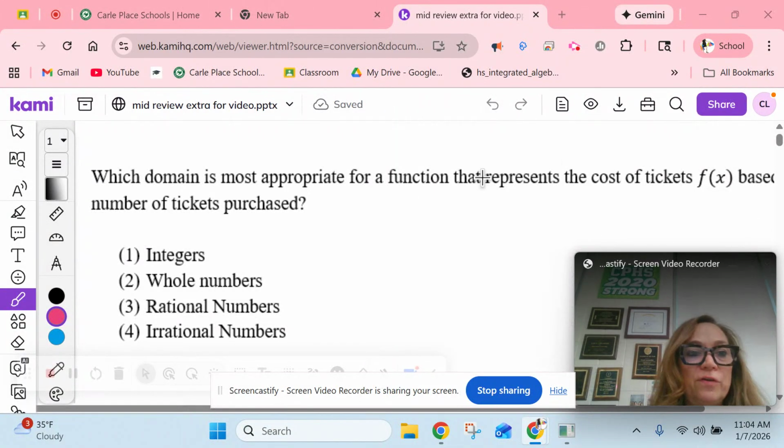So here's another review for the midterm. I'm just going through a couple questions, not every question on the midterm, because you already have done that.